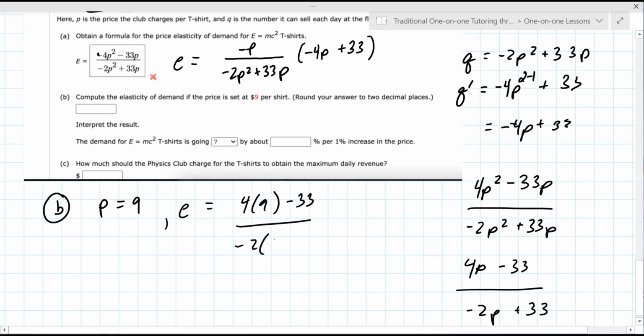So I get actually a pretty nice number here. I get 0.20. Yes, me too. Great.